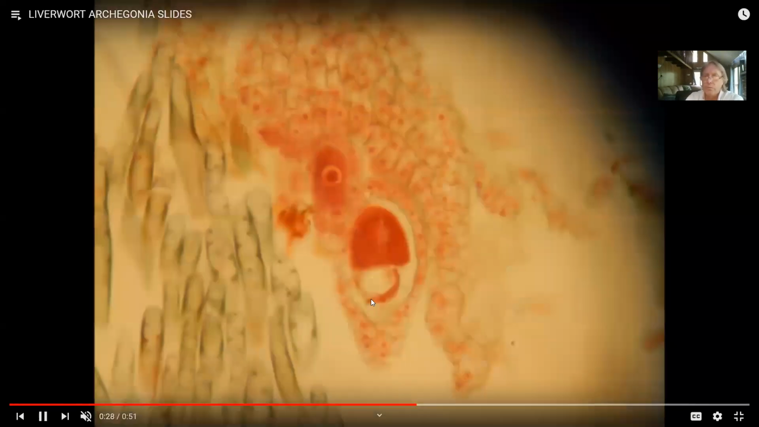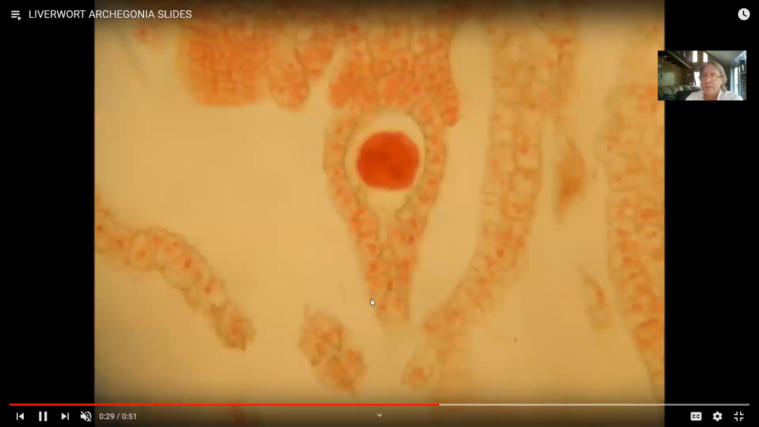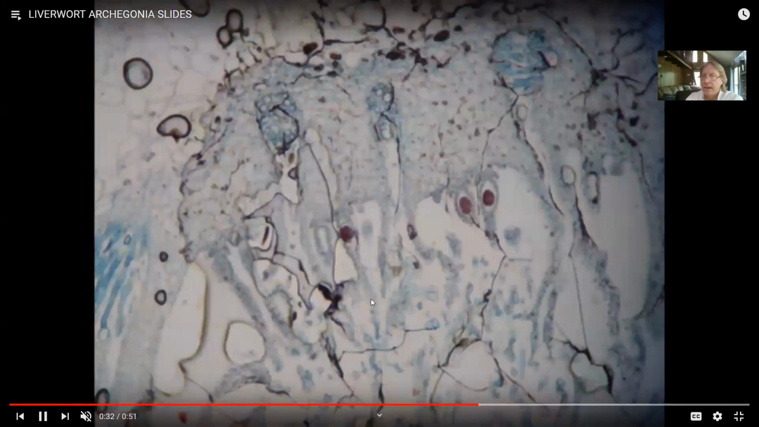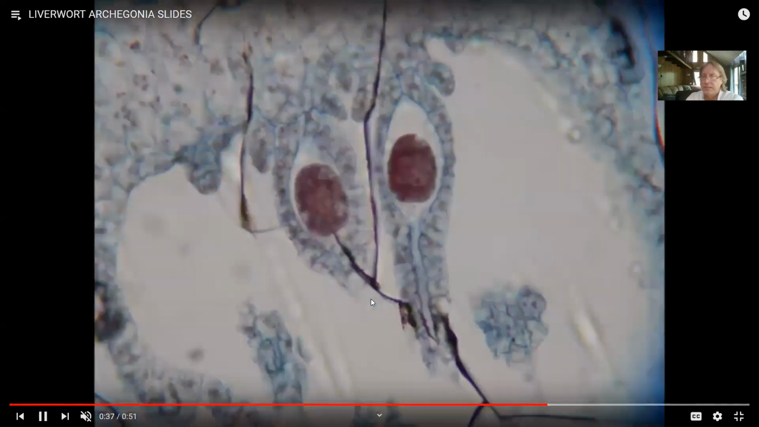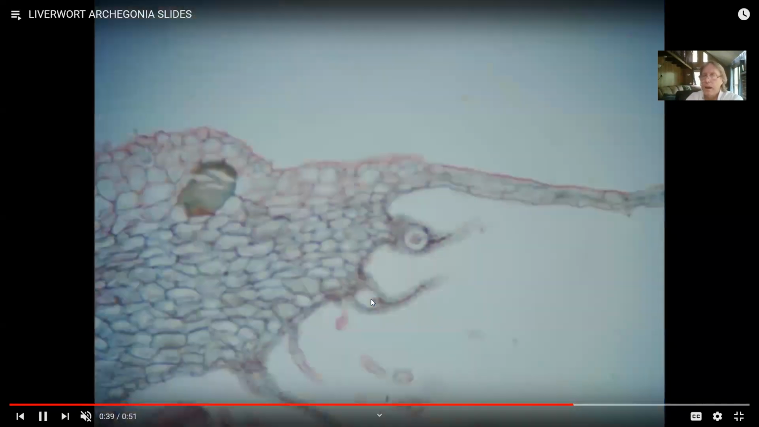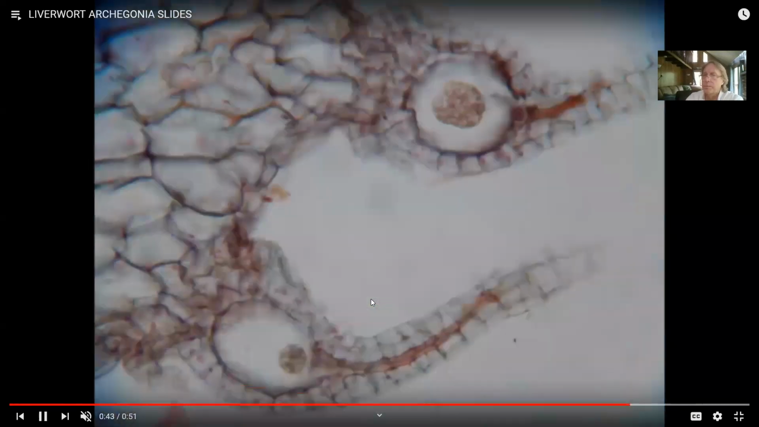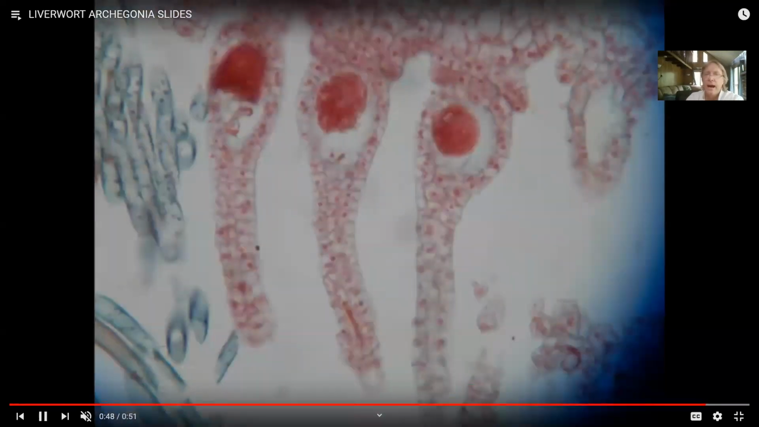And so the archegonia are producing fewer gametes than the antheridia, which produced the sperm. So notice there's a tube through which the sperm can actually swim. So you can see the lumen of the tube. The sperm can swim to reach the egg. The next slides will be of the sporophyte stage.